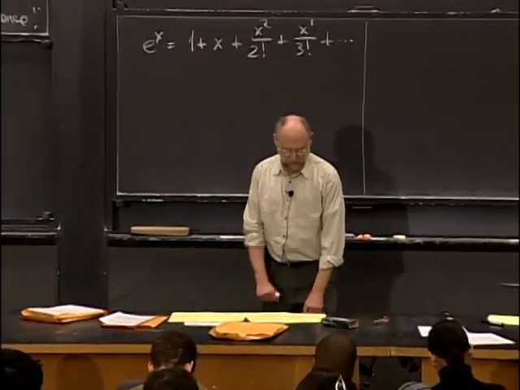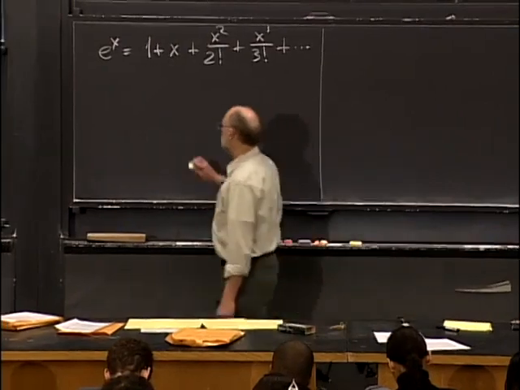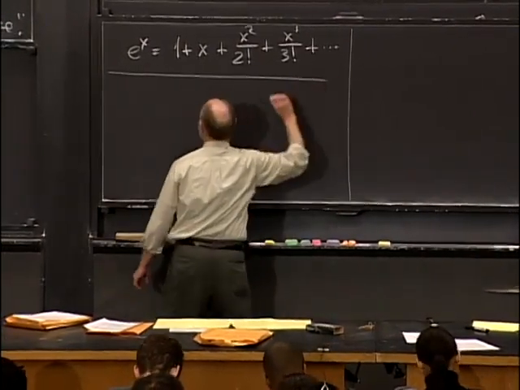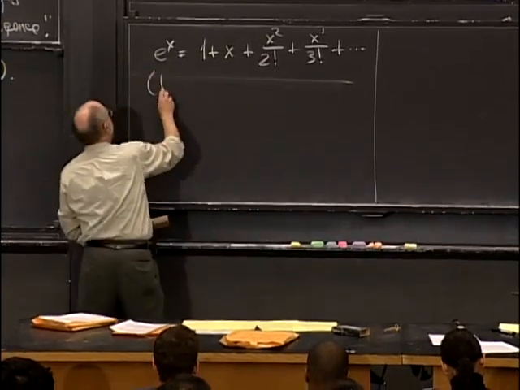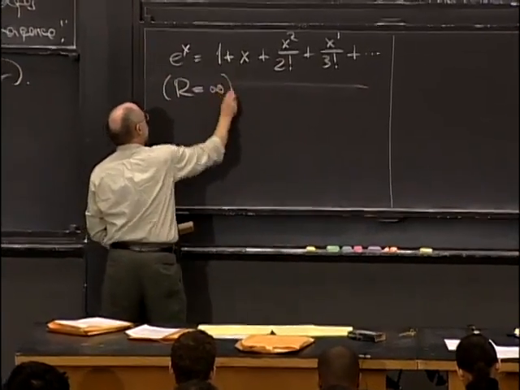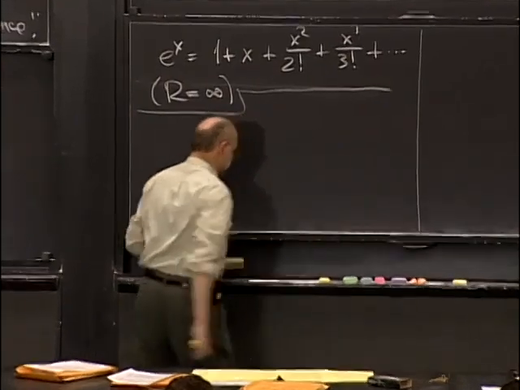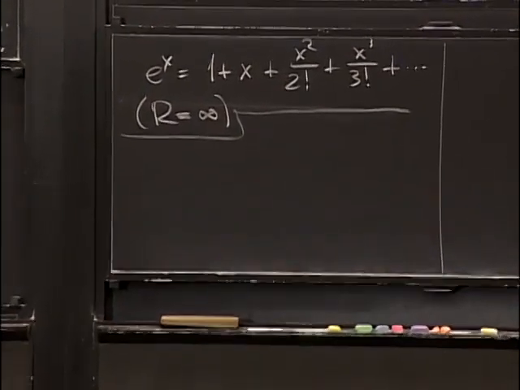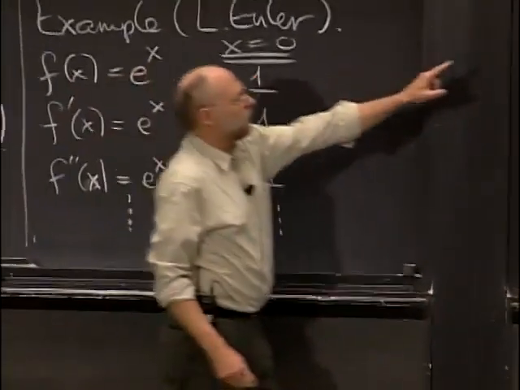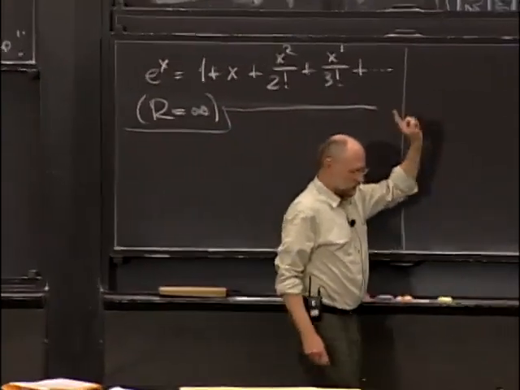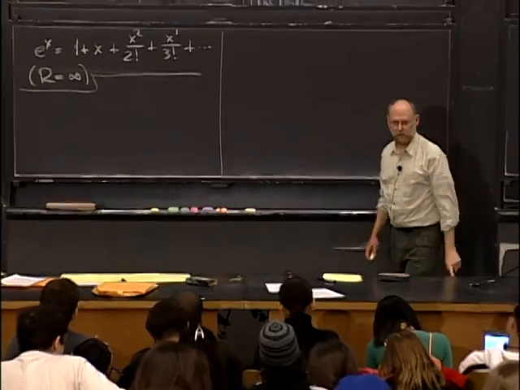Okay, so that's a basic example. Let's do another basic example of a power series. Oh yes, and by the way, whenever you write out a power series, you should say what the radius of convergence is. For now, I will just tell you that the radius of convergence of this power series is infinity. That is, this sum always converges for any value of x. And I'll say a little more about that in a few minutes.